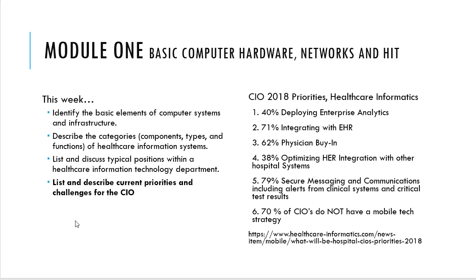And here's the very interesting thing, and this is what I want you to look at whenever you're seeing information like this about, for example, priorities for CIOs: 79% say that this is a priority for them. But if you look at the next item down, 70% of the CIOs do not have a mobile tech strategy in place. So although their priority is mobile alerts, mobile clinical system and critical test results, they still don't have that in secure messaging. They still don't have a mobile tech strategy in place.